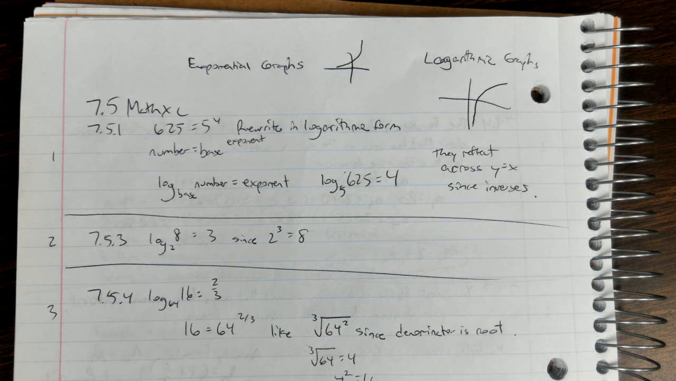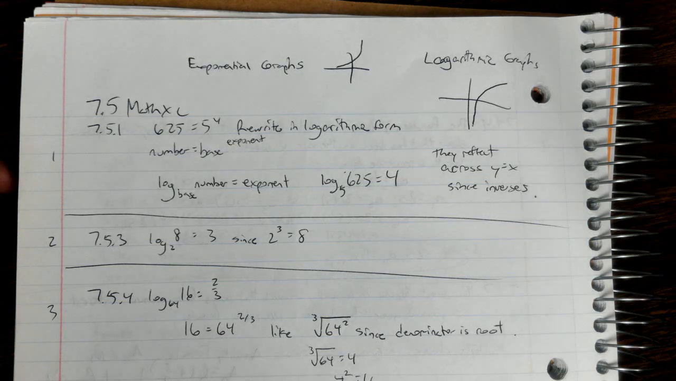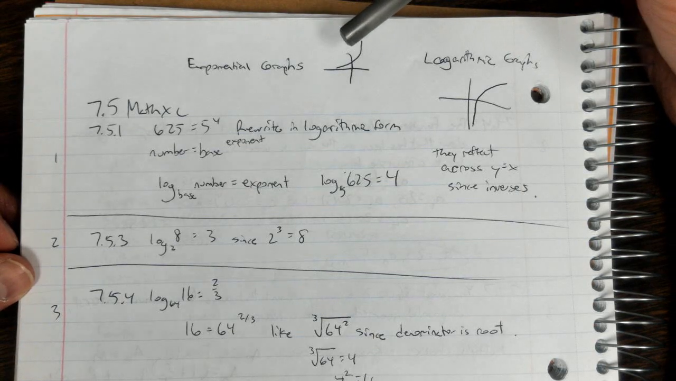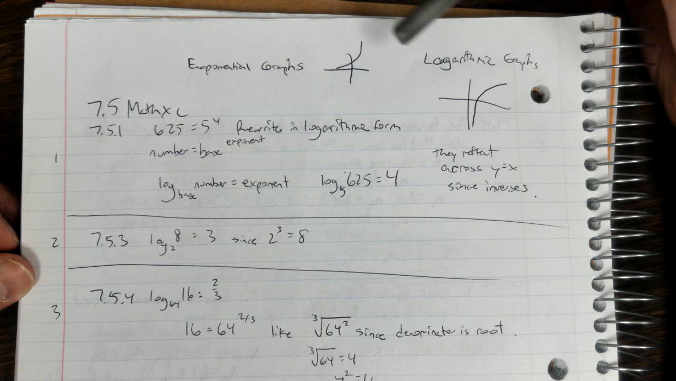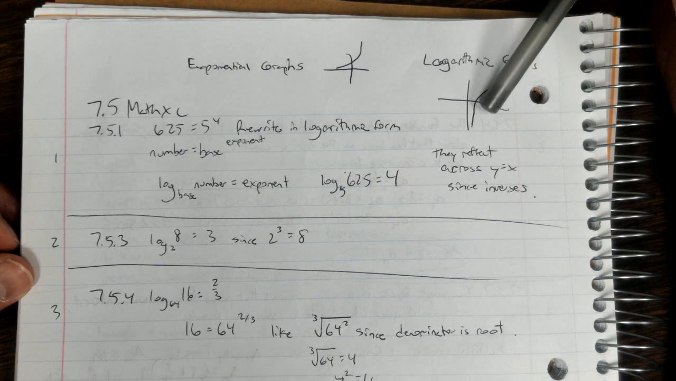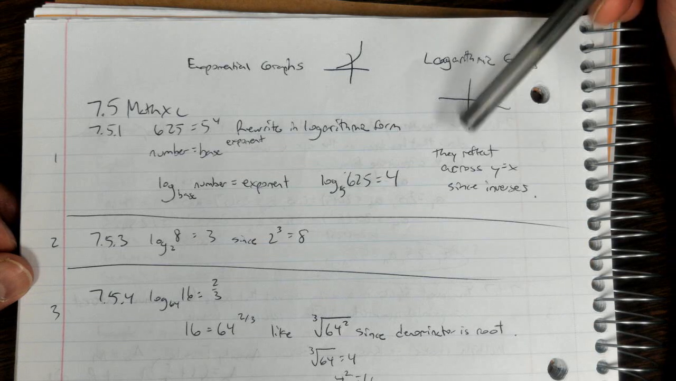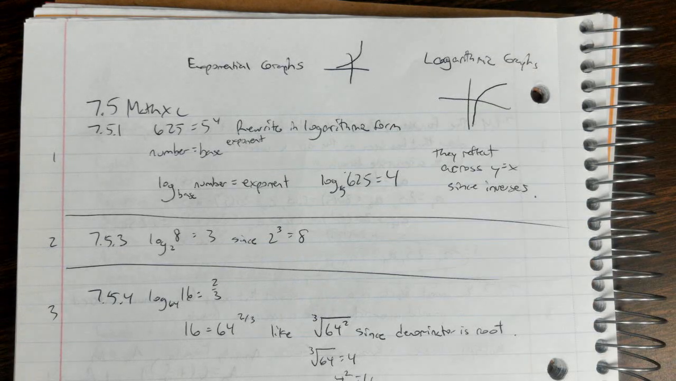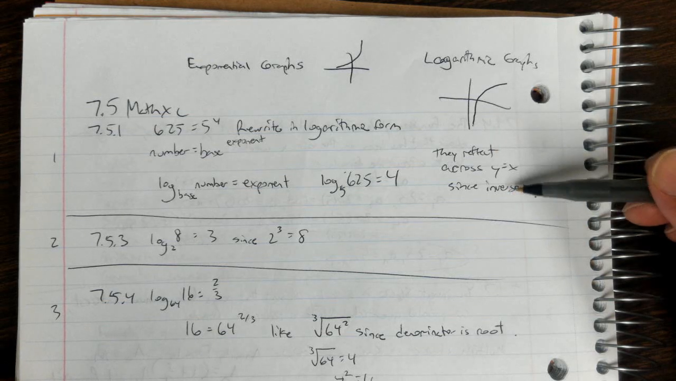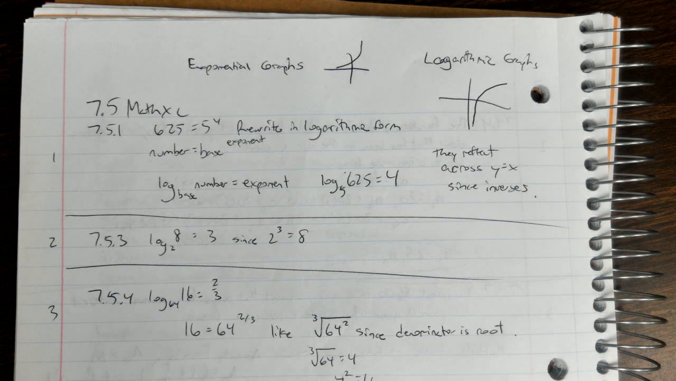Hey everybody, this is your 7.5 Math Excel video, and as a reminder, the exponential graphs go up like this, and the logarithmic graphs also go up, but it's to the right of the y-axis. So remember that they would reflect across y equal x since they're inverses.